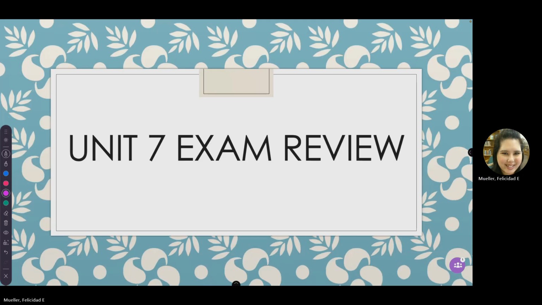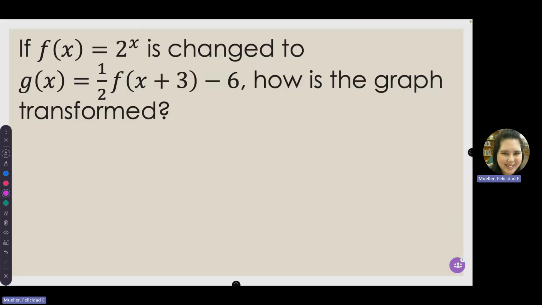All right, so our first question is f of x equals 2 to the x is changed to g of x equals 1/2 f times x plus 3 minus 6. How is the graph transformed? So we're gonna identify our a, h, and k. So a is 1/2, h is -3, k is -6.